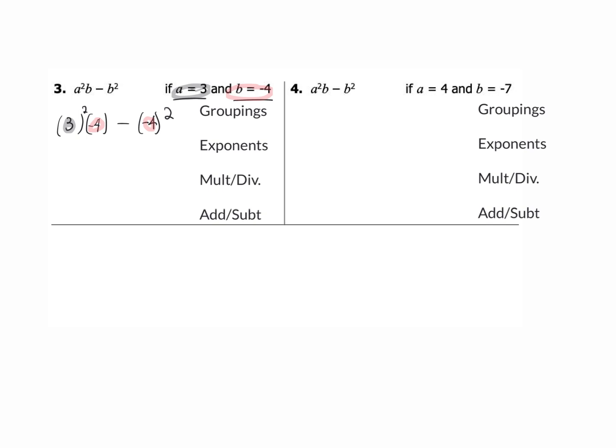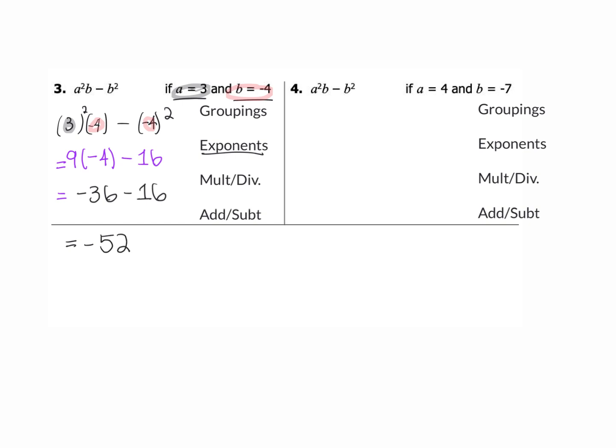All right, let's work through our order of operations. We have no groupings, but we do have exponents here. So 3 squared is 9, times negative 4, minus negative 4 squared, which is 16. Now 9 times negative 4 is negative 36, minus 16. Negative 36 minus 16 is negative 52.